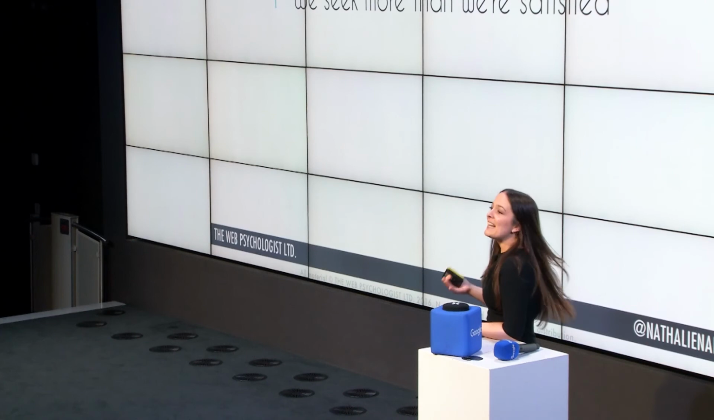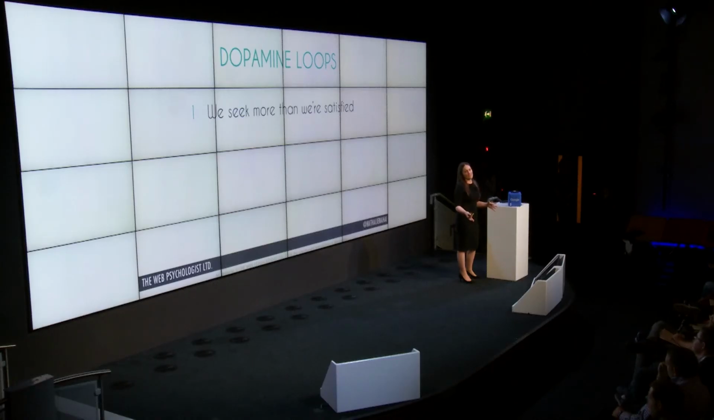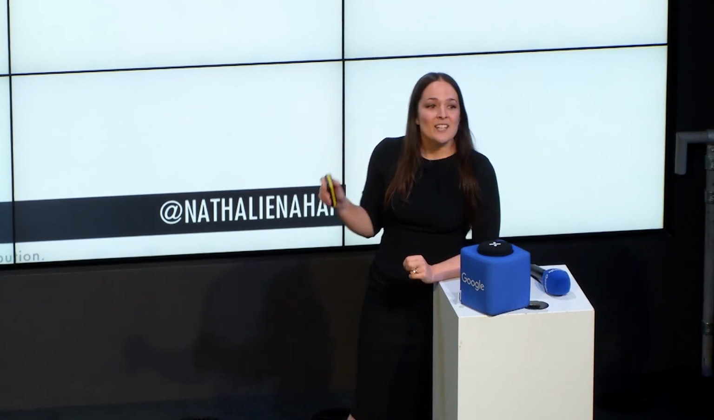The first thing is that we actually seek more than we are satisfied. Evolutionarily speaking, some people think that this is because those of us who are greater seekers were more likely to innovate and find better and more creative ways to survive. If you're complacent, you sit down, you get eaten by a lion, sorry, your genes are not going to get passed on.